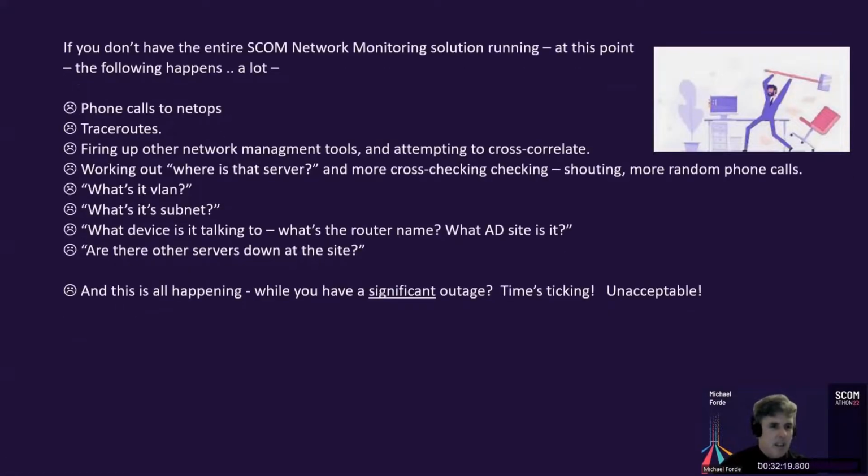So yeah, right now all chaos is breaking loose, because if we're not running the entire SCOM network monitoring solution at this point, this is happening a lot. Phone calls to your network operations, trace routes, firing up other network management tools and attempting to cross-correlate it with SCOM. Where's that server? What's the VLAN, what's the subnet, what's it talking to, what's the router name? Are there other servers down at the same site? To try and work out if it's network. And this is all happening while you have a significant outage and time's ticking.